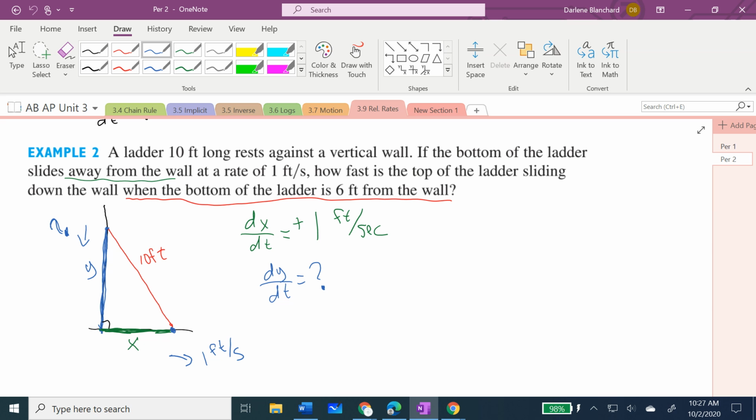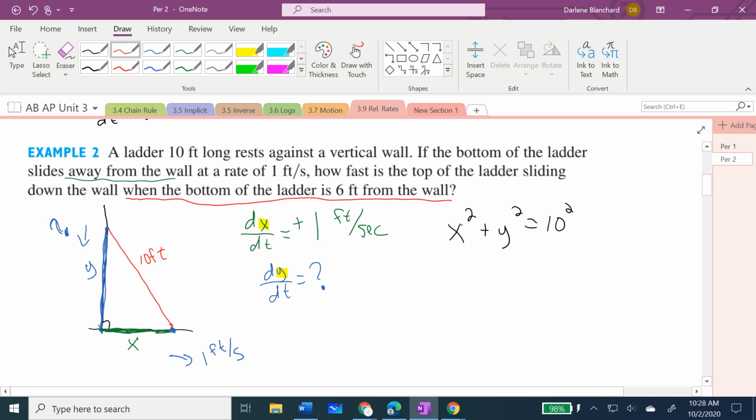So you need an equation that relates x and y before taking the derivative with respect to time. And can you see the Pythagorean theorem just screaming? So what I've done so far is step 1 with what I wrote down. Step 2 is recognition of x squared plus y squared equals, and plugging in constant 10 for the hypotenuse. That's step 2 done. Now I need to take the derivative with respect to time.